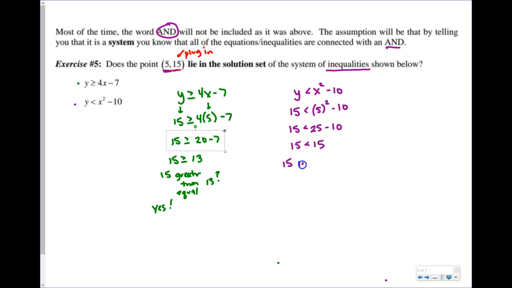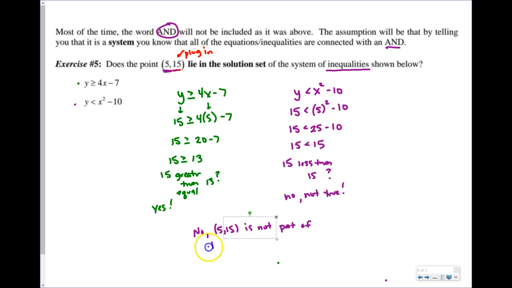Is 15 less than 15? No, it's not. It would have to be less than or equal to, but this doesn't have an equal to, so no, not true. So the answer to this question is no. (5, 15) is not part of the solution set because it didn't work for both. It has to work for both for it to be true for a system. Okay?